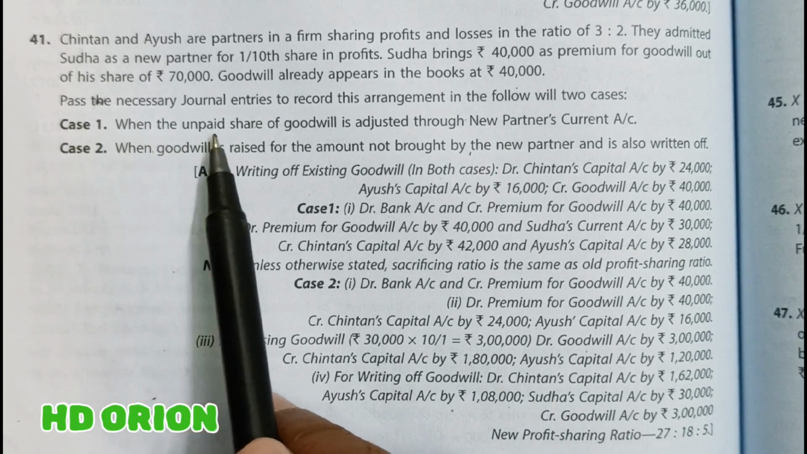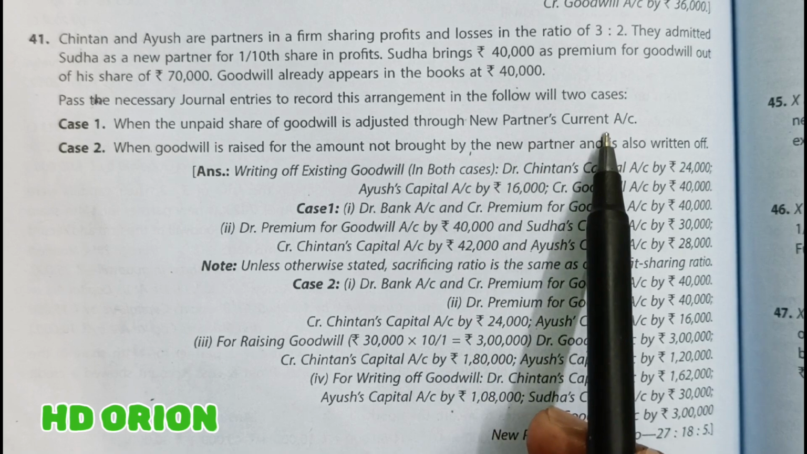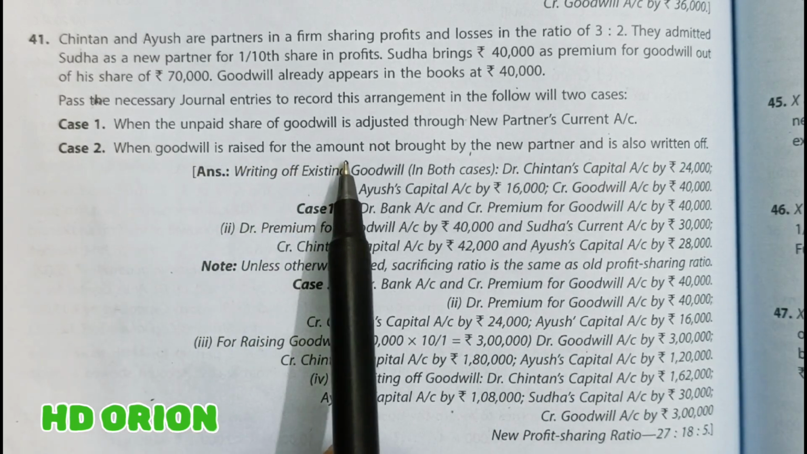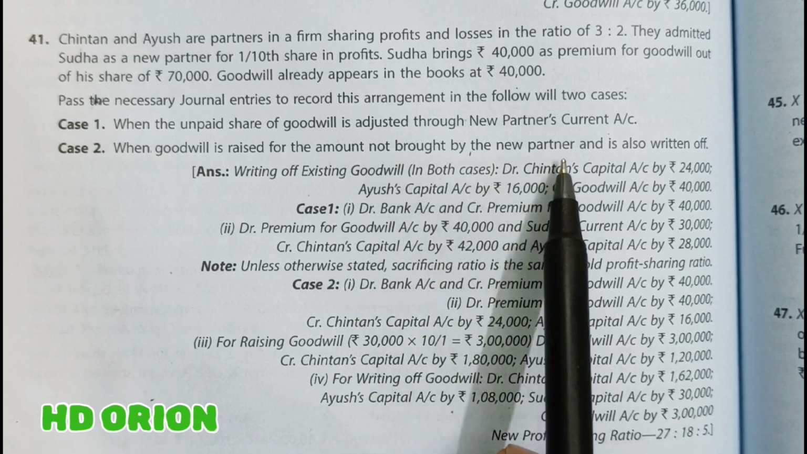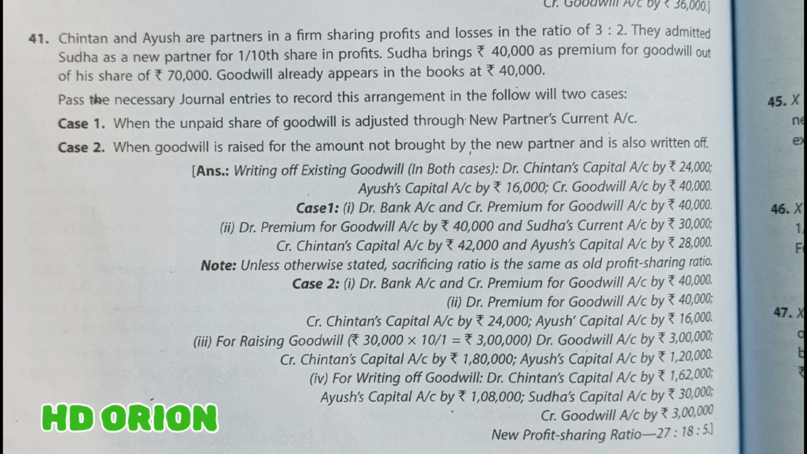Case 1, when the unpaid share of goodwill is adjusted through new partner's current account, and case 2, when the goodwill is raised for the amount not brought by the new partner and is also written off. So let us see the detailed explanation of this in the solution.